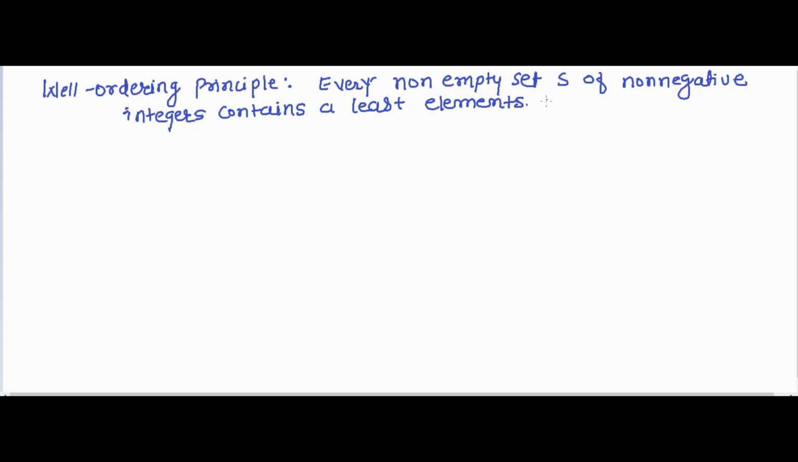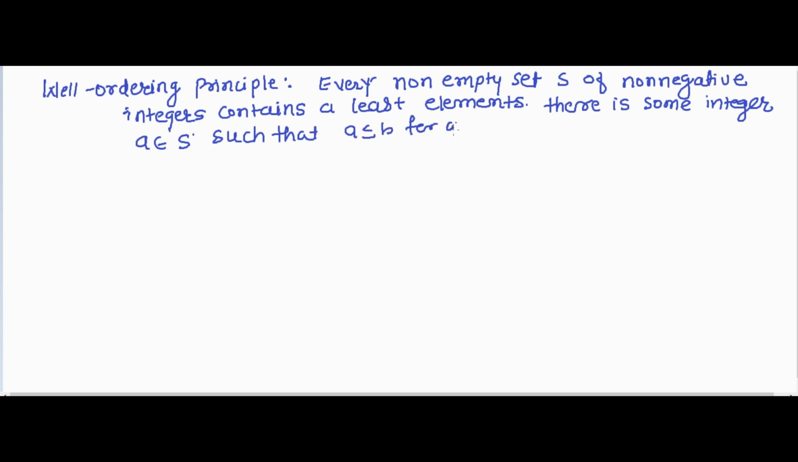In other words, there is some integer a belonging to S such that a is less than or equal to b for all b belonging to S. So this is the well ordering principle.